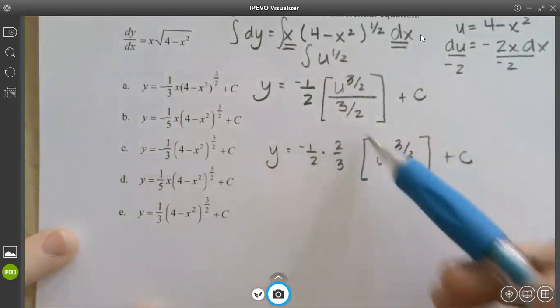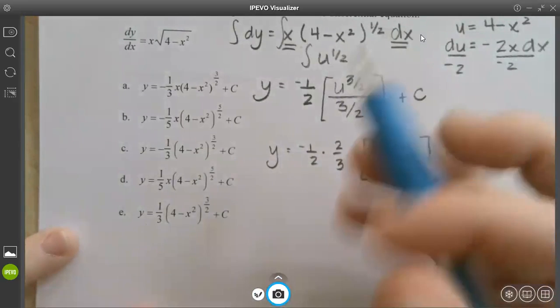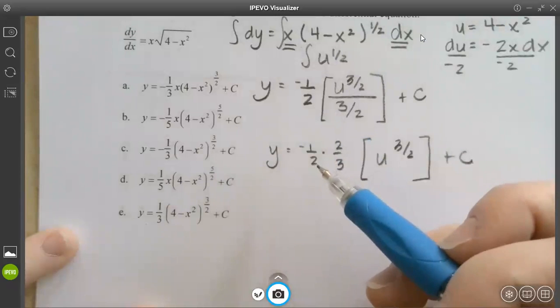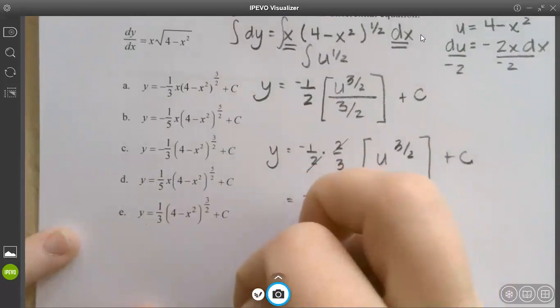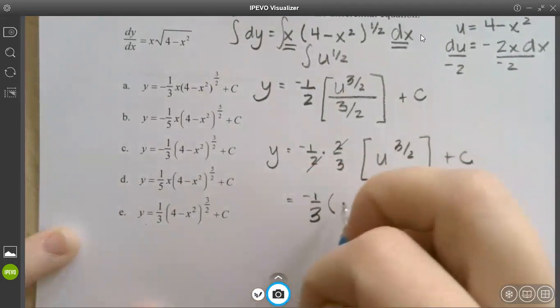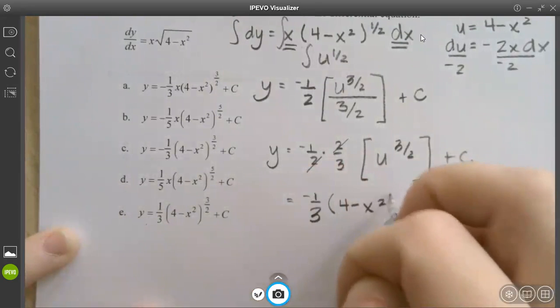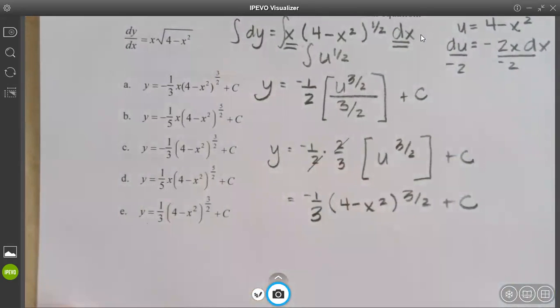Guys, when I multiply these two fractions, what happens? Okay, the 2's cancel out, back to basics. The 2's cancel out because there's one on top and one on the bottom, which gives you negative 1/3 u to the 3/2. What was our u? And then plus C. Look for that answer. Do you see it?